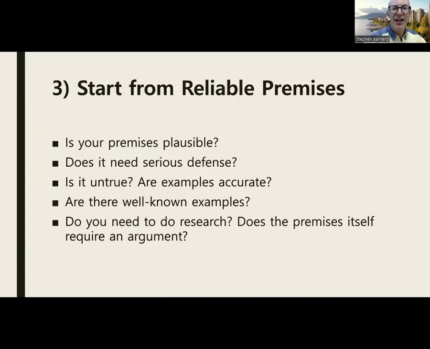Okay. So general rule number 3, starting from reliable premises. This is a really, really important rule. One of the biggest problems that people have when they make their arguments is they start from premises that are not reliable. In some cases, it might be that the premises are false. The person is starting with information that is not factual. It's not correct.